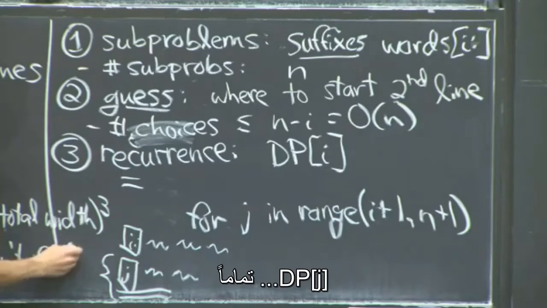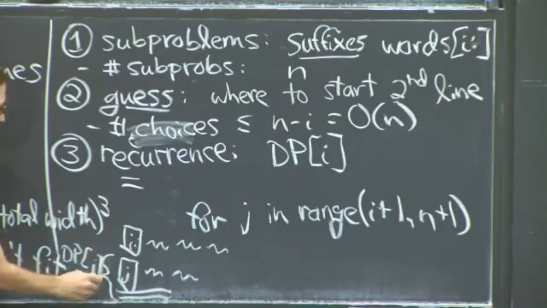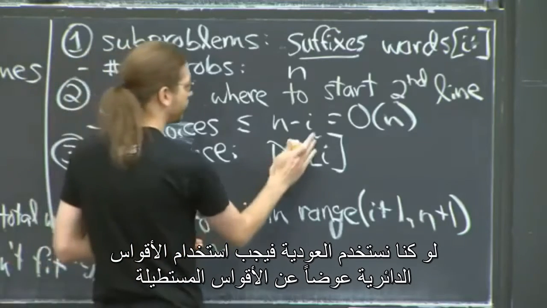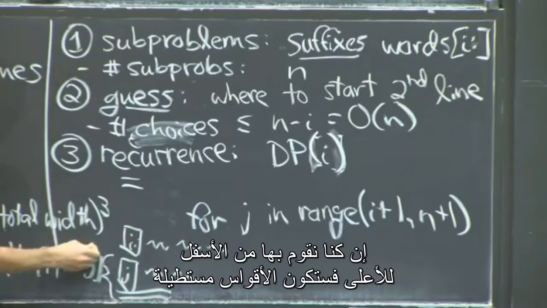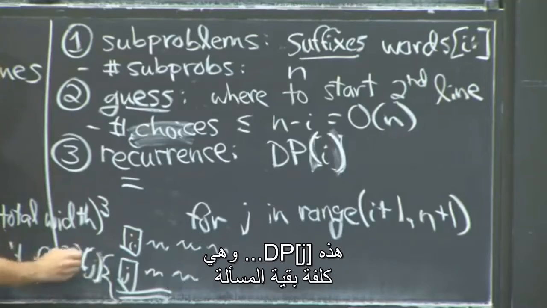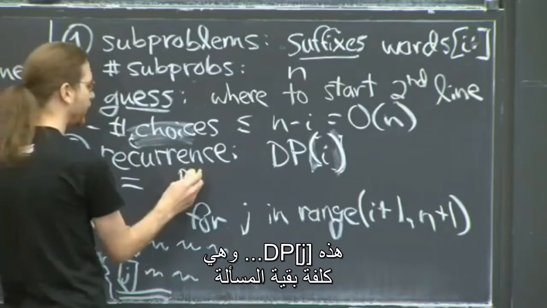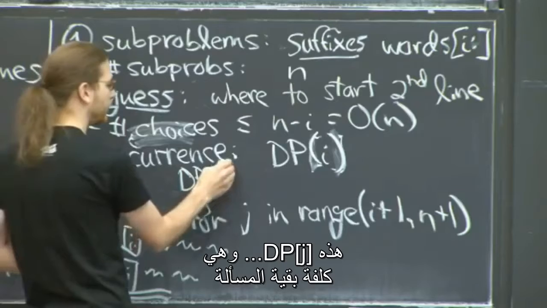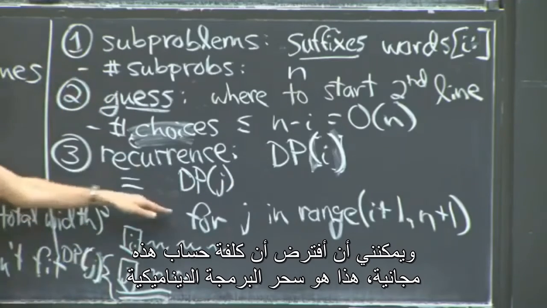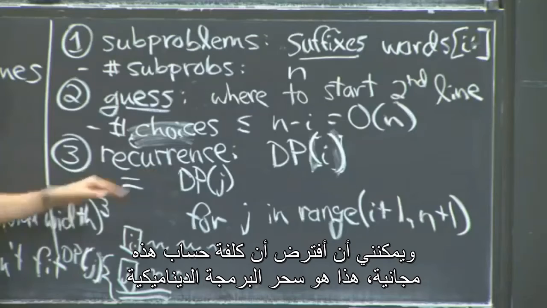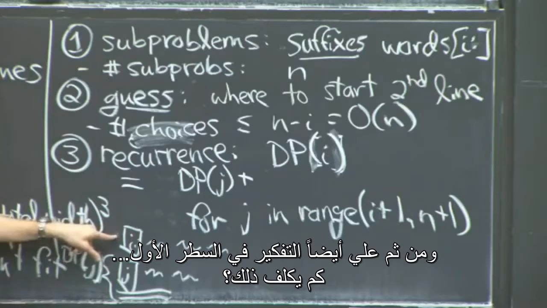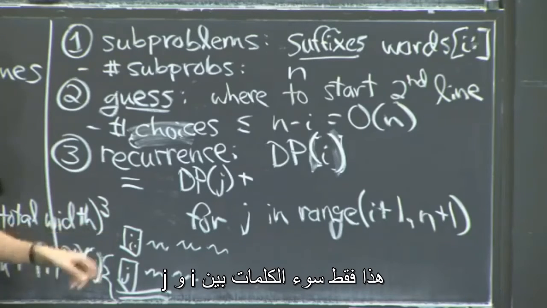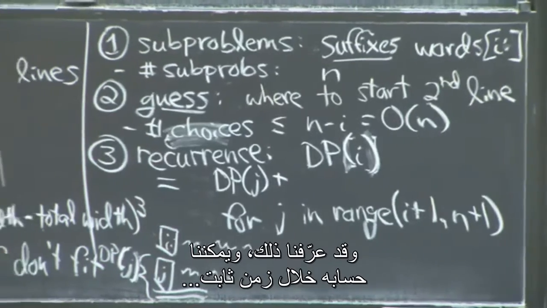Exactly. I guess if I'm doing recursion, I should use parentheses instead of brackets. But if you're doing it bottom up, it would be square brackets. So that's just dp of j. That's the cost of the rest of the problem. And I can assume that that's free to compute. This is the magic of dynamic programming. But then I also have to think about, well, what about the first line? How much does that cost? Well, that's just badness of ij. And we've already defined that. We can compute it in constant time.